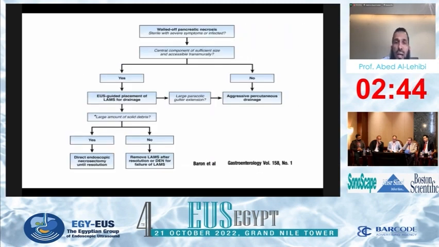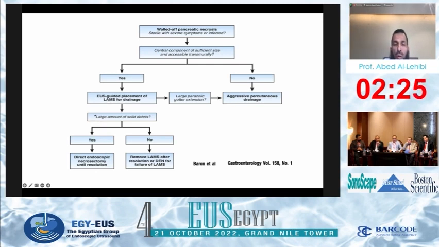Then I will end with two things. This is a good guideline to follow for your patient. Once you have walled-off necrosis, you have to have a clear transluminal route. If you do not have a transluminal route, you have to consider percutaneous drainage, and then use percutaneous necrosectomy. If you have a clear transluminal route, then you consider LAMS.